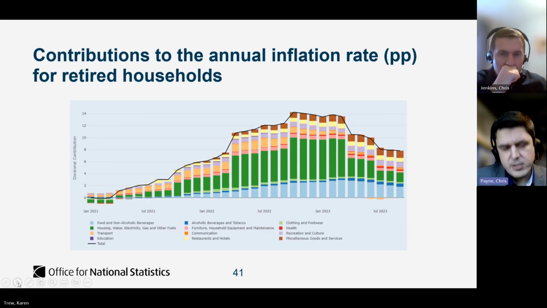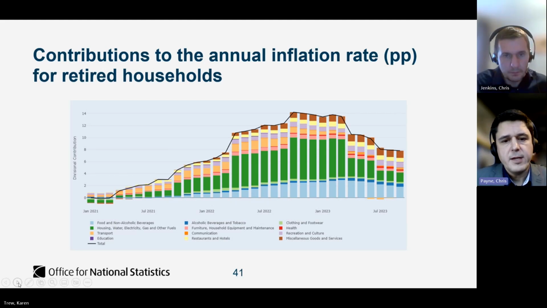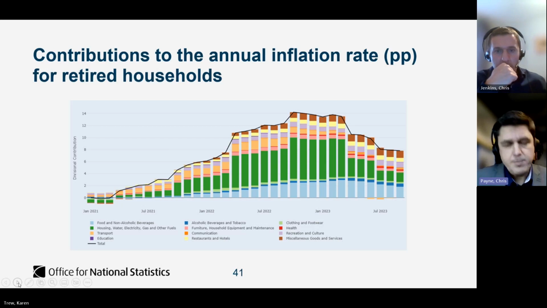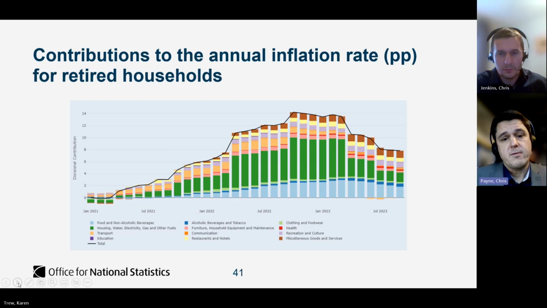So this is where contributions come into play, which is what Natalie was talking about. So the line on the chart shows the annual rate for retired households, which is basically what we just showed you on the previous chart. And the bars show how much each spending category is contributing to that rate. So the bigger the bar, the more it contributes. And that reflects both the item's weight, so how much importance it has in the average retired household's basket, and how fast prices are growing in that category.